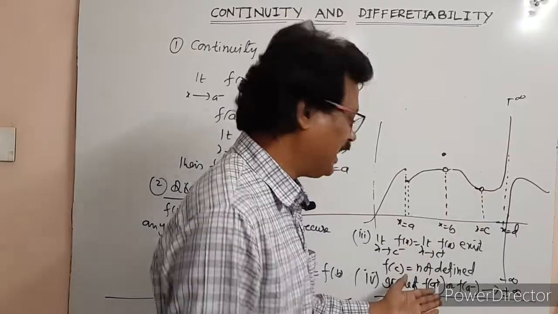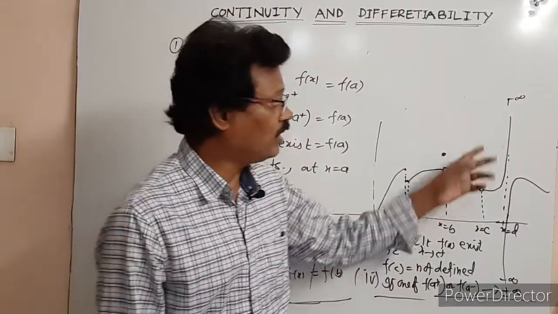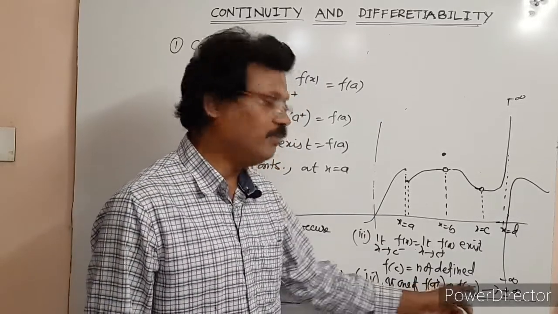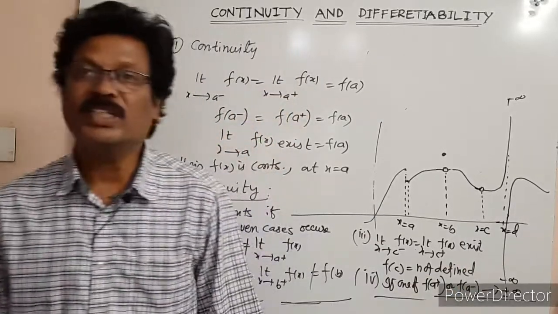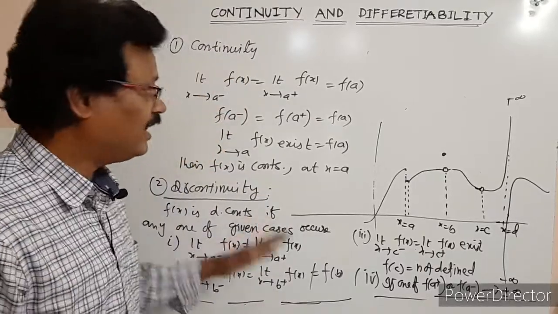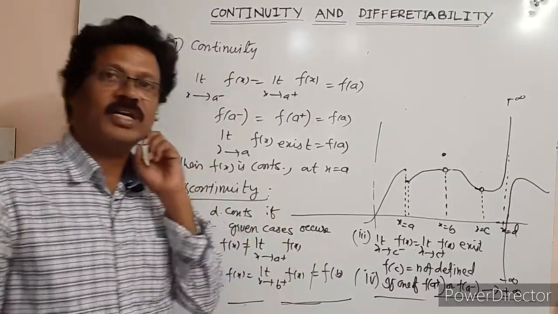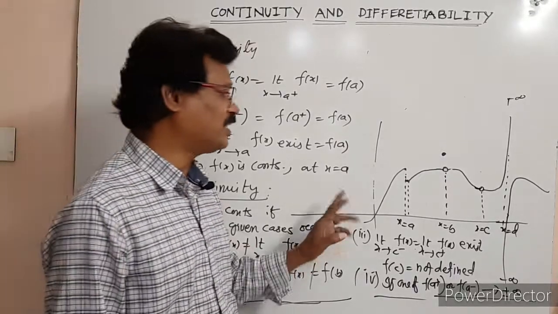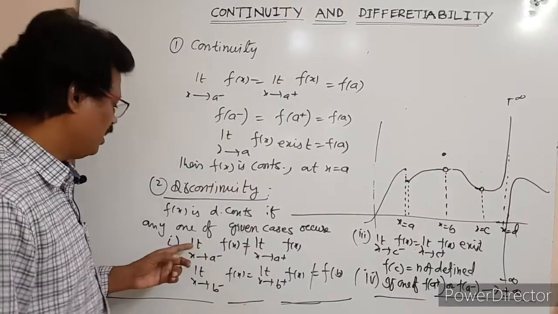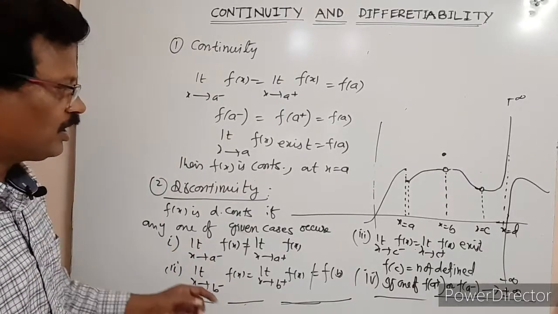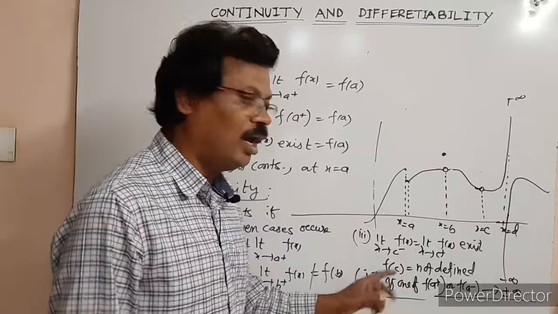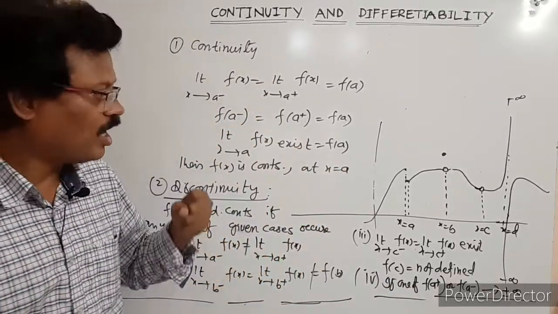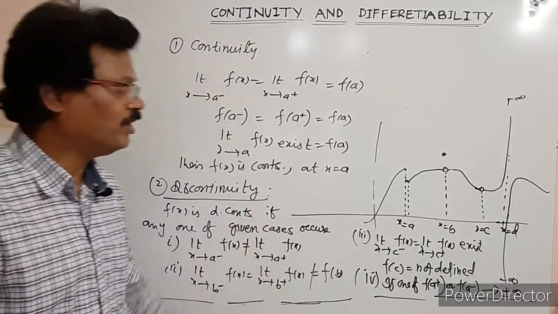And what is the fourth one? At least one of the right limit or left limit tends to either plus infinity or minus infinity. In that case also the function is discontinuous. Now how many cases are there for discontinuity? Maybe the first one, or the second, or the third, or the fourth. Therefore by the graph we can say how the function is discontinuous or continuous.